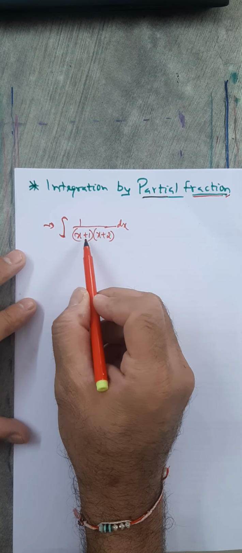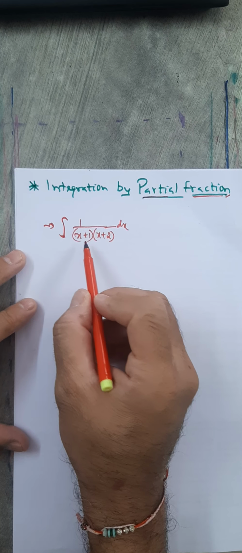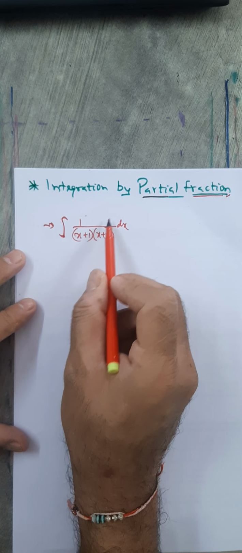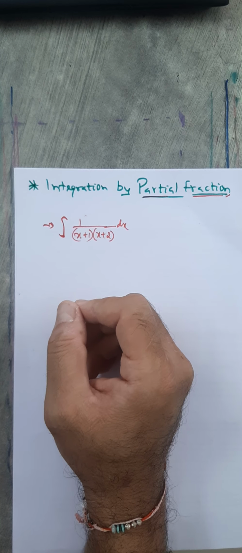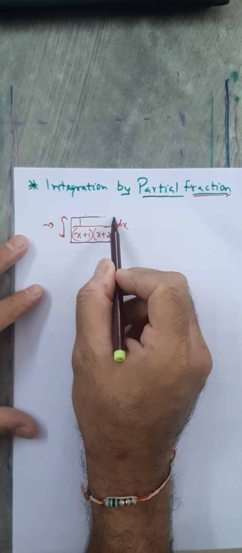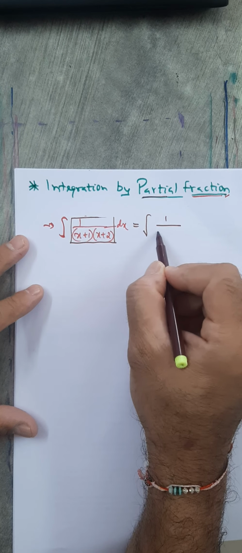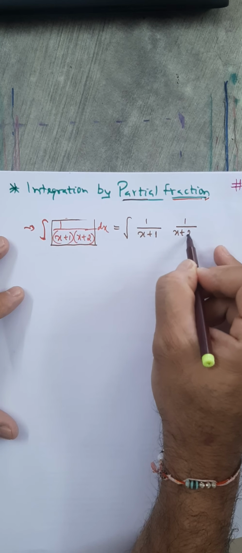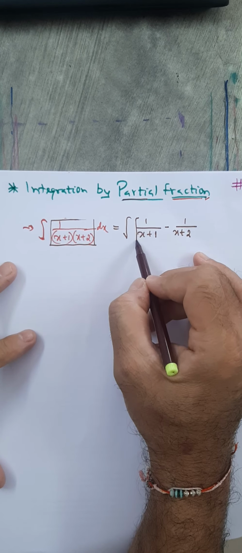Now one way is you can just open this and convert it into a quadratic and integrate. Another way is this: if you have just 1 upon x plus 1 or 1 upon x plus 2, you can integrate it very easily. So we express this product of linear factors as a sum or a difference. We'll do it like this: 1 upon x plus 1, 1 upon x plus 2, and I'll put a minus sign here.